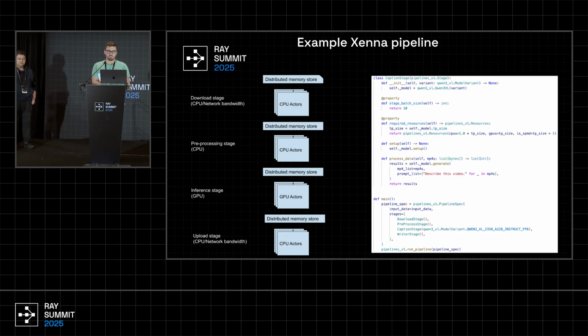Oh, and the big difference between what we do on Xenna and Ray Data is that we don't handle shuffles and reduces or anything like this. It's really built for these cascaded inference pipelines, what you see here. One stage feeds into the next. You don't have shuffle stages or anything like that in the middle.